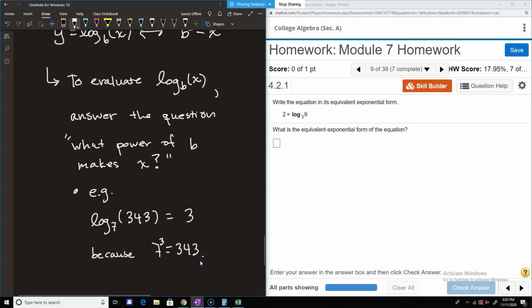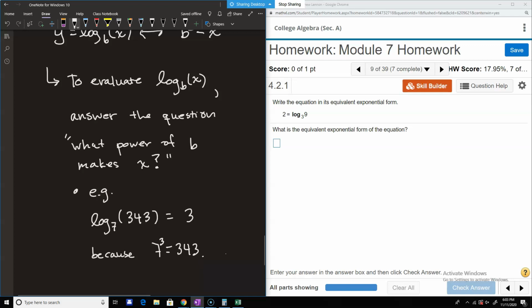And again, if it said something like log of 7 and then in parentheses 10, I couldn't do that because I don't know what power of 7 makes 10. I know it's more than 1 and less than 2, but that's all I would know. Because 7 to the first power is 7, 7 squared is 49. 10 is somewhere in between the two.